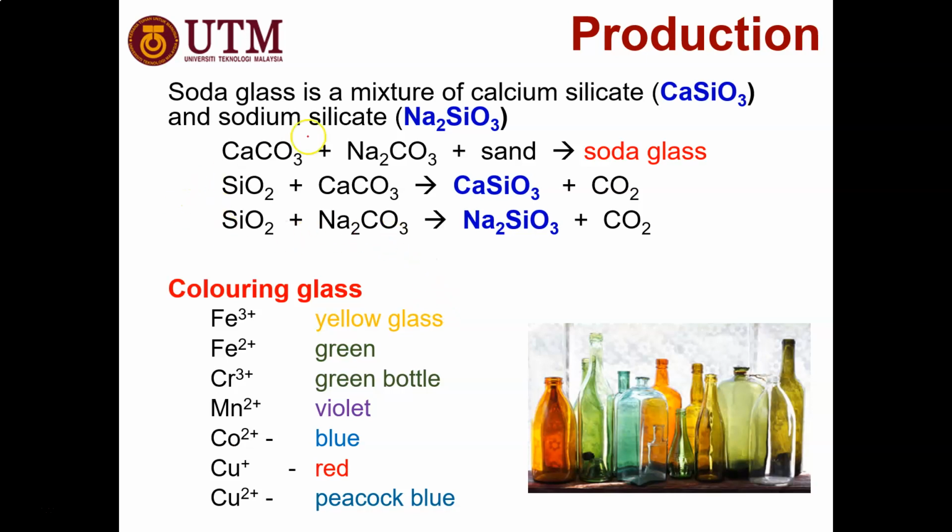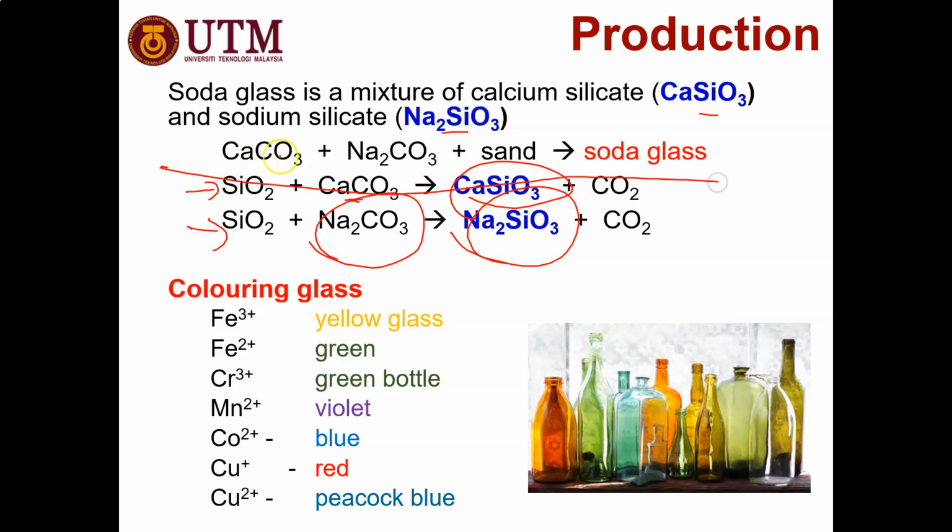Soda glass is actually a mixture of calcium silicate and also sodium silicate. So macam mana kita dapat calcium silicate dengan sodium silicate? So senang je, kita ambil silika, kita campur dengan calcium carbonate, you will get calcium silicate. Silika, kita campurkan dengan sodium carbonate, you will get sodium silicate. So dua ni bila campur, you will get the soda glass. Atau the overall lah, kalau kita ada calcium carbonate dengan sodium carbonate, dengan silika, which is the sand, you will get the soda glass.